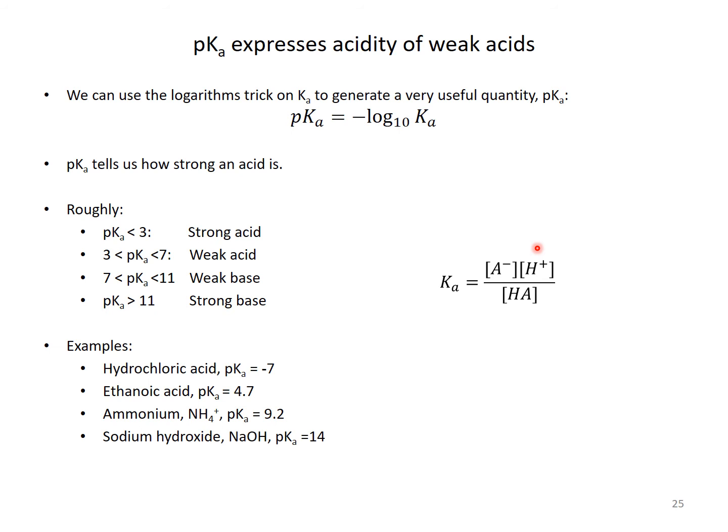Okay, these are just examples of acids and bases. HCl, for example, has a pKa of -7, so it is an extremely strong acid. On the other hand, ethanoic acid is around 4.7, a weak acid. Ammonium, or ammonia, has a pKa of 9.2, so it is a weak base, while NaOH has a pKa of 14, which is a strong base.